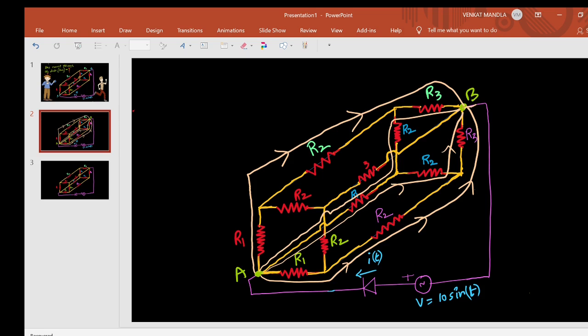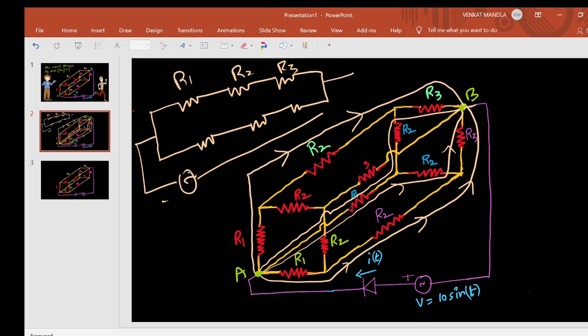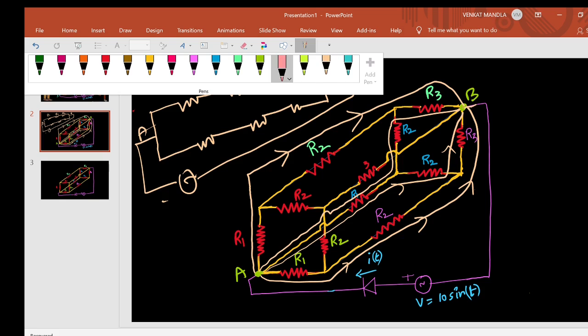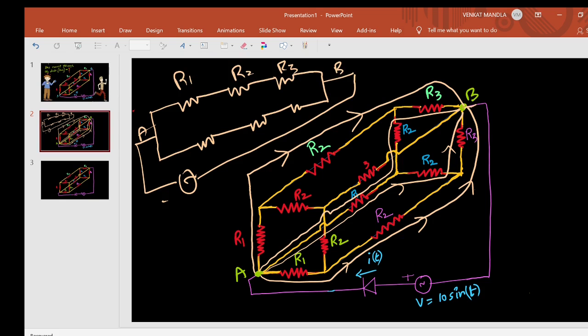See, if it is a two-dimensional plane, I will draw the two-dimensional plane: R1, R2 and R3, with this A and this B. First I will represent the symmetrical nodes here, then we'll understand clearly. See, this is A, this is B. The first path I take, A to B, is R1, R2 and R3.